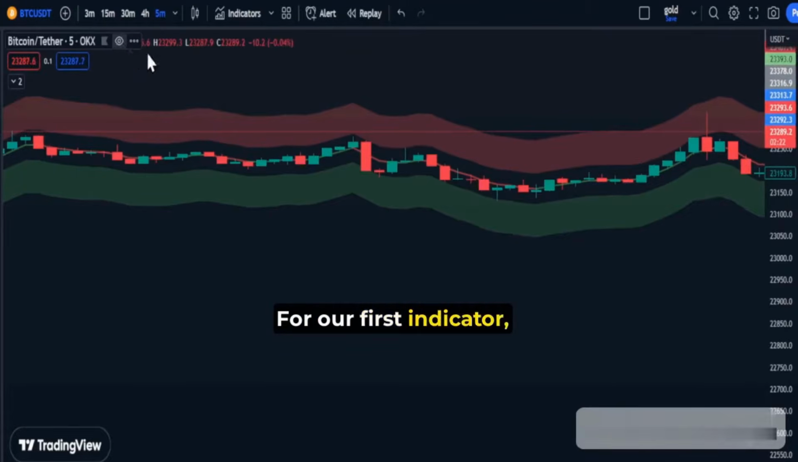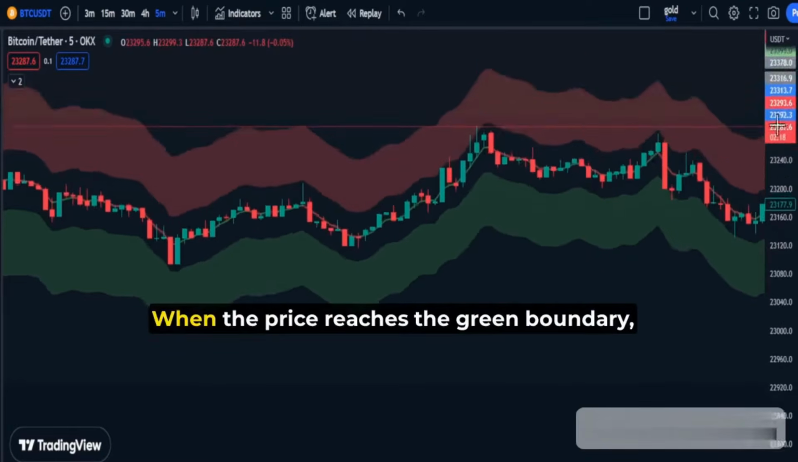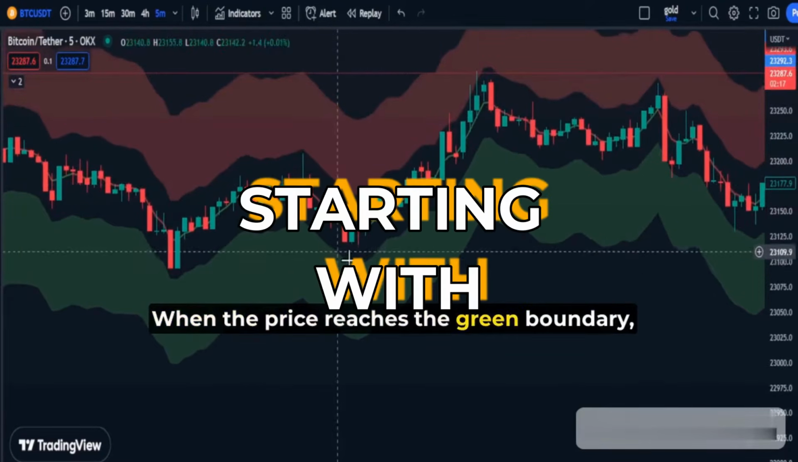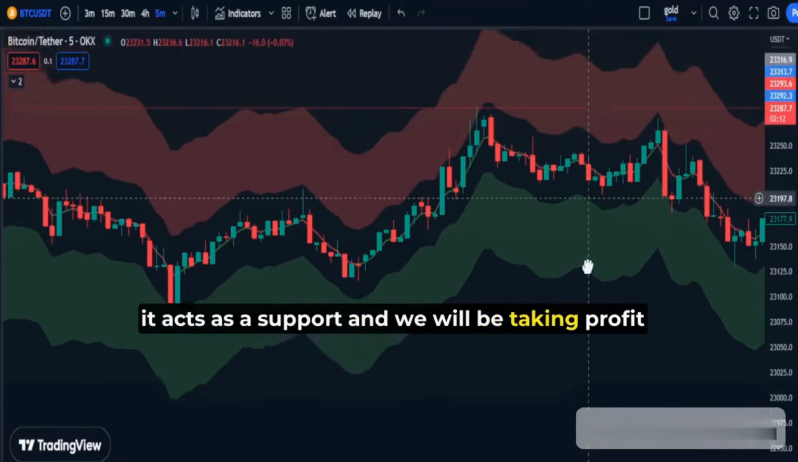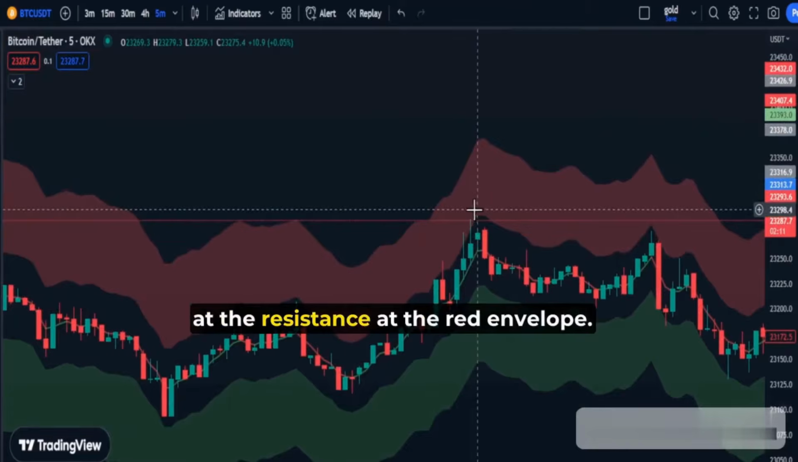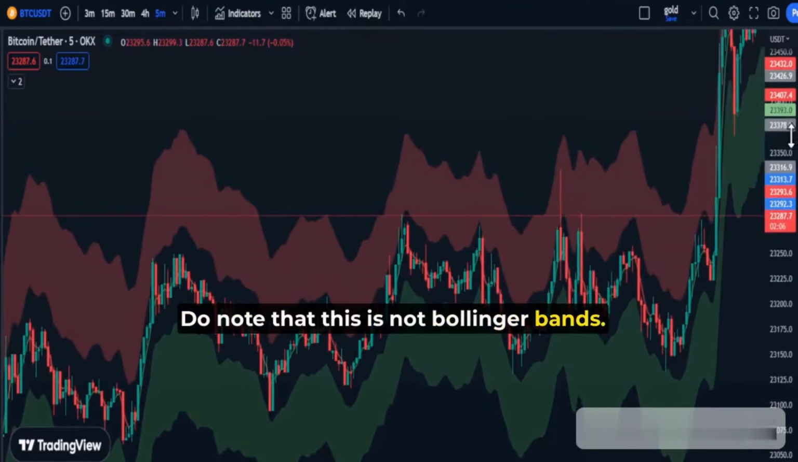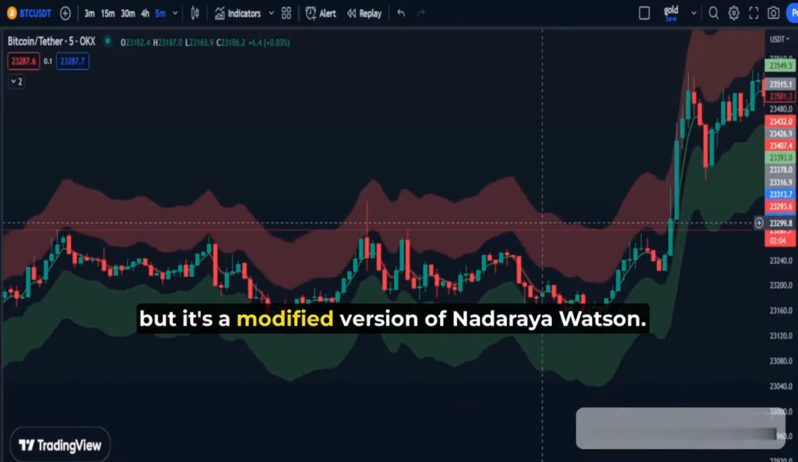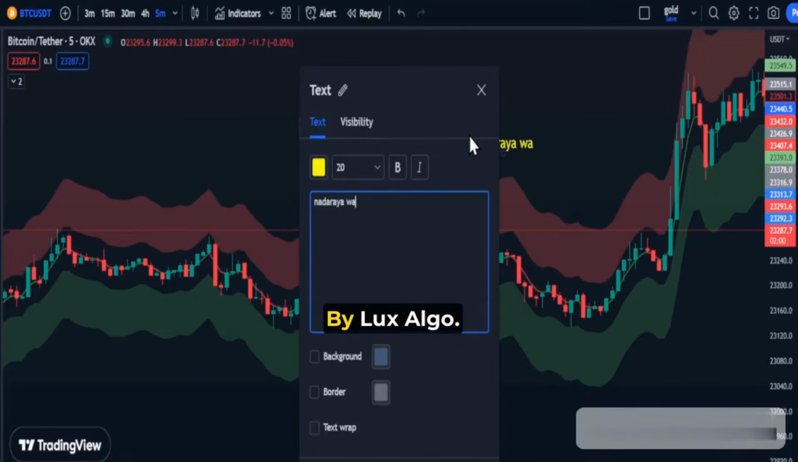For our first indicator, it consists of this green and red envelope. When the price reaches the green boundary, it acts as a support, and we will be taking profit at the resistance at the red envelope. Do note that this is not Bollinger Bands, but a modified version of Nadaraya Watson by Lux Algo.